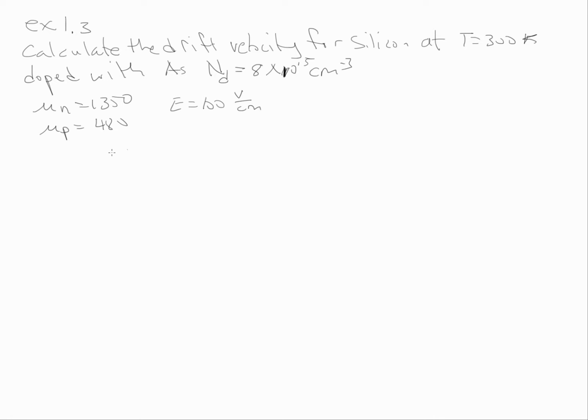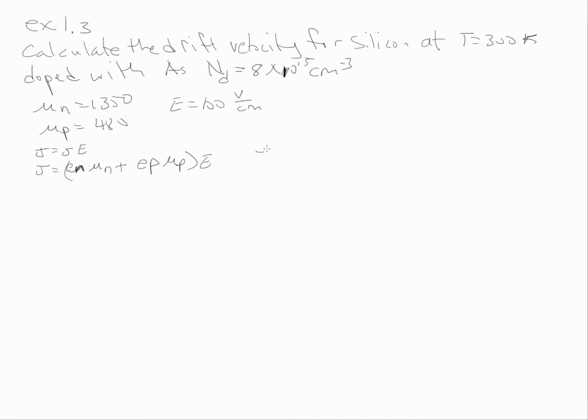And so we just covered this, that J is equal to the conductivity times the electric field, which is equal to the charge times the concentration of electrons times the mobility of electrons, plus the fundamental charge times the concentration of the holes times the mobility of holes, all of that times the electric field.